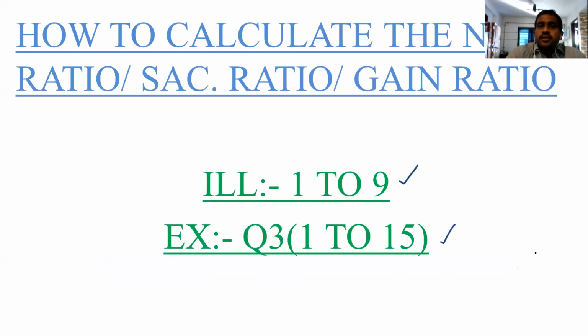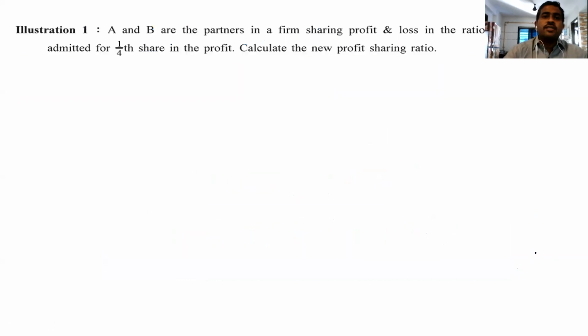Now the topic is how to calculate the new ratio, sacrifice ratio and the gain ratio. Illustrations 1 to 9 and exercise questions 1 to 15 deal with this. So friends, let's see the first question. A and B are the partners in a firm, sharing profit and loss in the ratio 3:2. C is admitted for 1/4 share in the profit. Calculate the new profit sharing ratio.